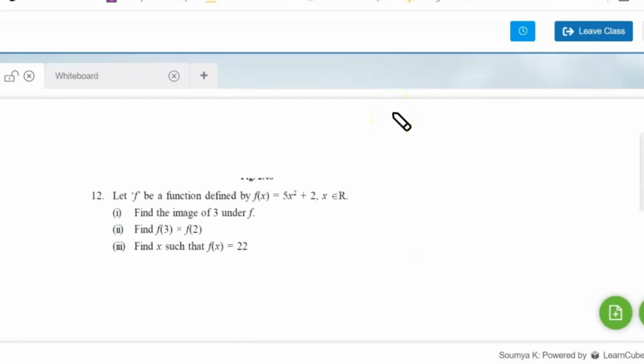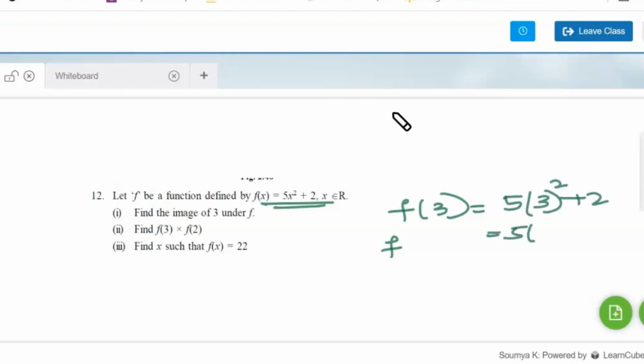12th question, let f be a function defined by this given, where x represents the real numbers. Find the image of 3 under f, that means f of 3 you have to find out. So to find f of 3, substitute in this given equation, that is 5 into 3 square plus 2, that is 5 into 9 plus 2, 45 plus 2, or you can say it is 47. So this is the solution of this question.